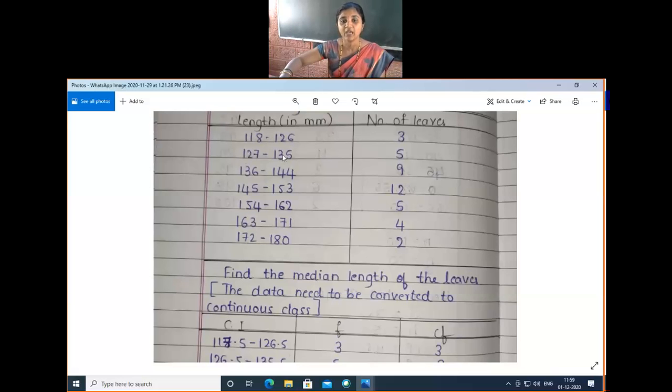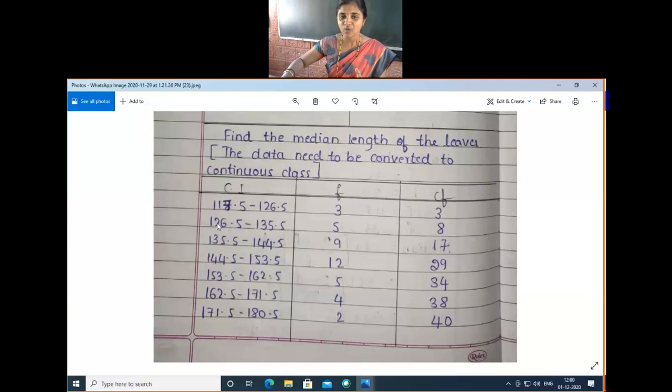Okay. So here we have 118 to 126. The next class interval is 127 to 135. So from this we can observe that the given data is not a continuous class interval. So to find the median, we have to convert the data into continuous class intervals. You all know how to find the continuous class interval, no? We have to subtract 0.5 from the lower limit and add 0.5 to the upper limit.